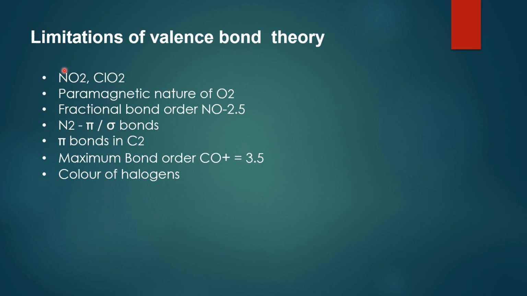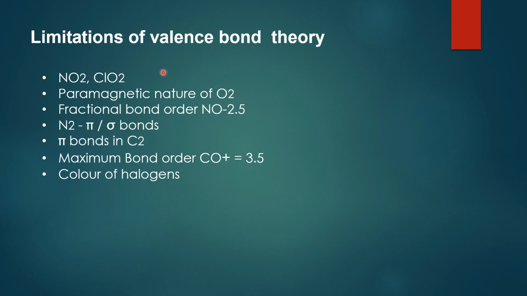Coming to the next limitation, we know that sigma bonds are much stronger than pi bonds. But in the N2 molecule, the pi bond is stronger than the sigma bond. It cannot be explained on the basis of valence bond theory. Coming to the next limitation, C2. The number of bonds between carbon and carbon in the C2 molecule is 2. Among the two bonds, one must be a sigma bond and the other a pi bond. The formation of the pi bond in the C2 molecule cannot be explained by valence bond theory.